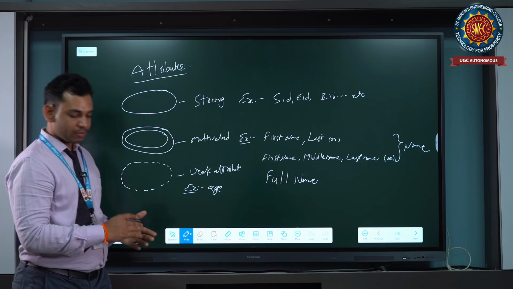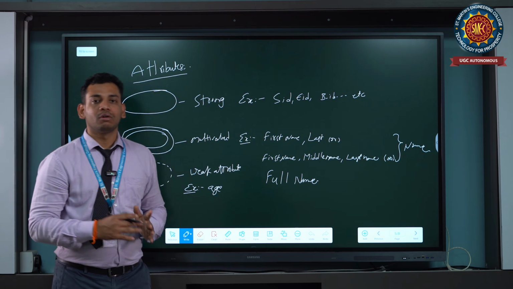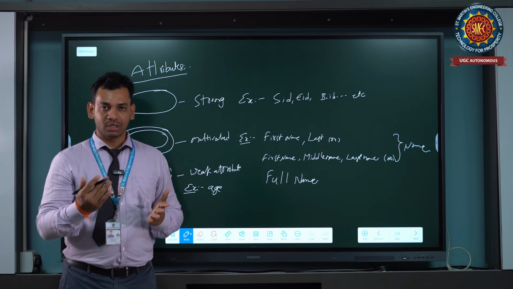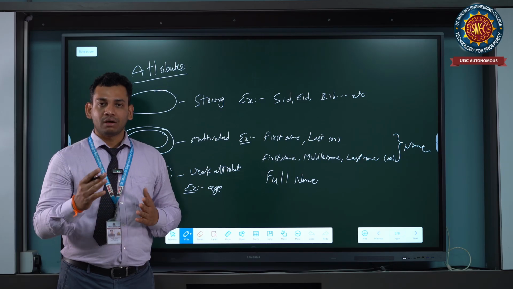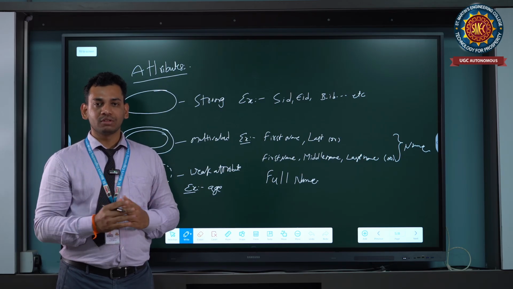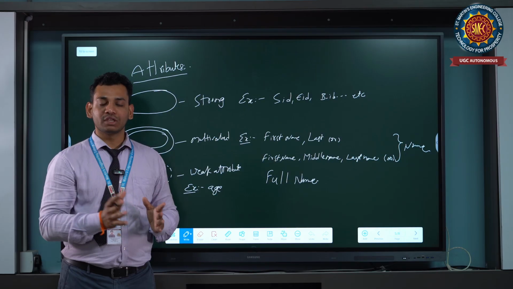So whenever we represent an ER diagram, we consider the entity sets. Suppose in entity sets we have all the entities and attributes. So these are all the concepts we use in the ER diagram.